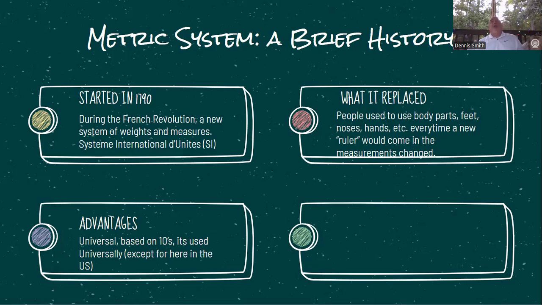So the advantages. What are the advantages of the metric system? People in the United States would say nothing because it stinks. Nobody wants to do it. Advantages are it's universal. It's based on the tens. It's used almost exclusively universally throughout the world, except for here.